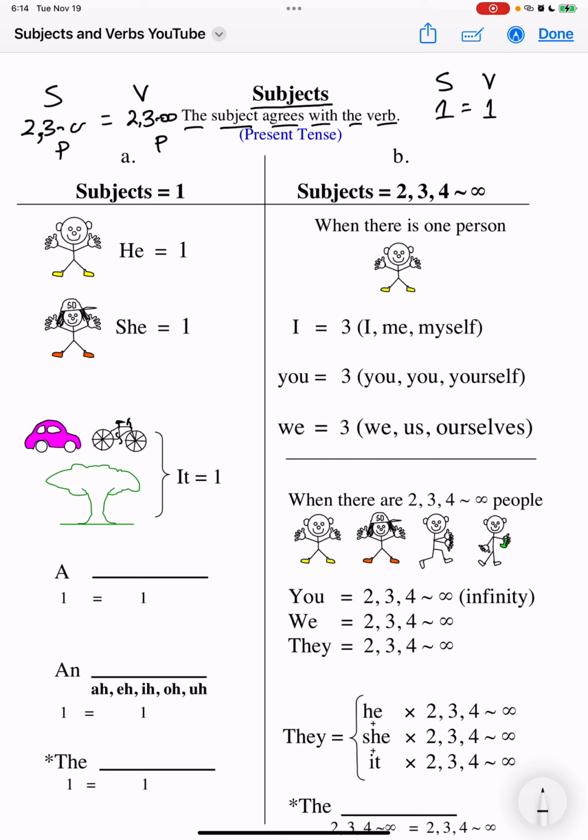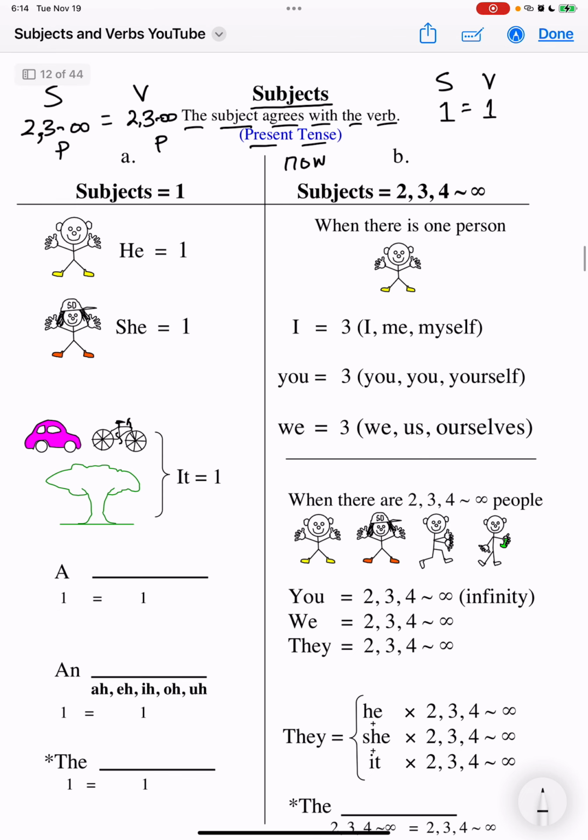Sorry, let me make that a little bit neater. Okay, and we're going to do present tense. Present tense just means now. Okay, that's all it means.